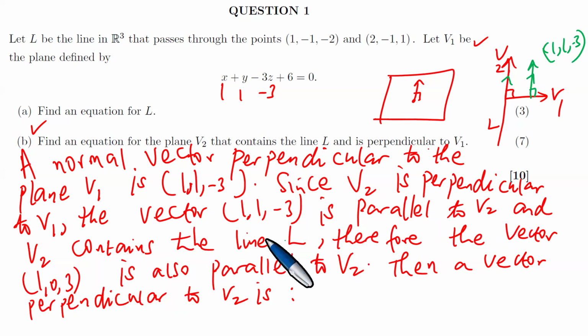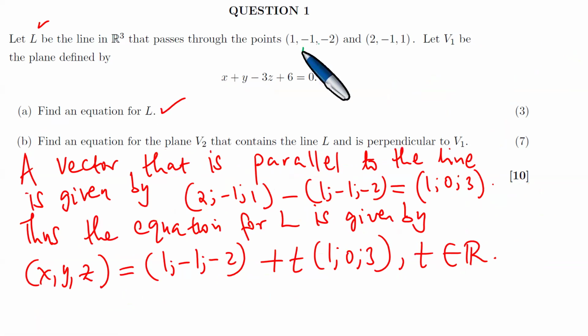And V2 contains the line L. We know that V2 contains the line L according to the description there. Therefore, the vector (1, 0, 3) is also parallel to V2. We found the vector (1, 0, 3) in the previous question, and formed by these two vectors, the vector (1, 0, 3) is also parallel.